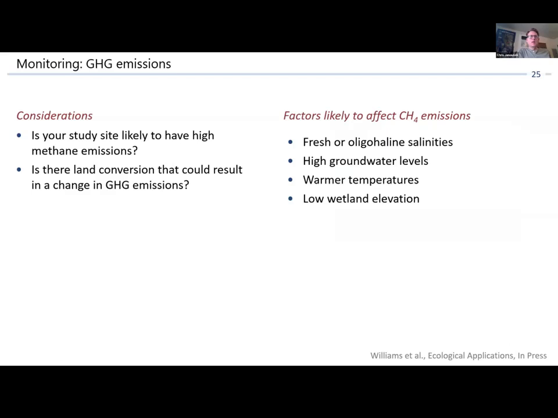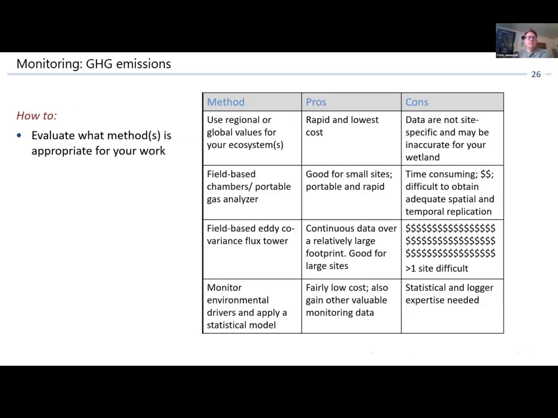All right, I'm going to wrap up with monitoring greenhouse gas emissions. If your site is likely to have high methane emissions, for example, if it is freshwater or oligohaline, you probably want to think about methane. You may want to use default values, or you may want to collect your own methane data as well. And there's several ways to do that. So I've just listed a couple of them here, going over this kind of quickly.